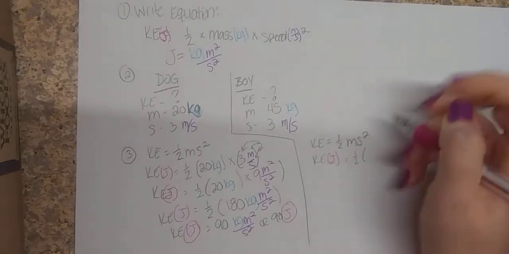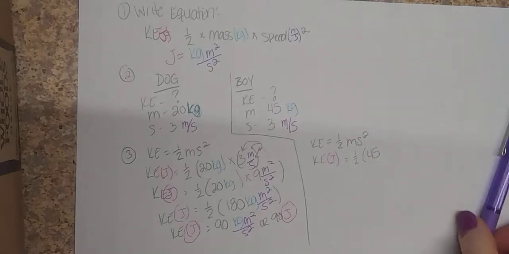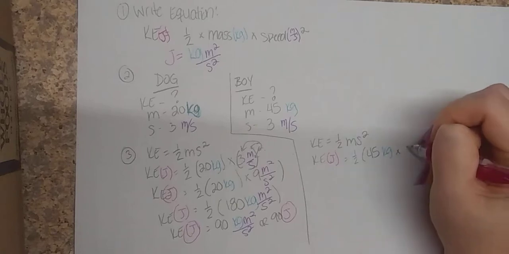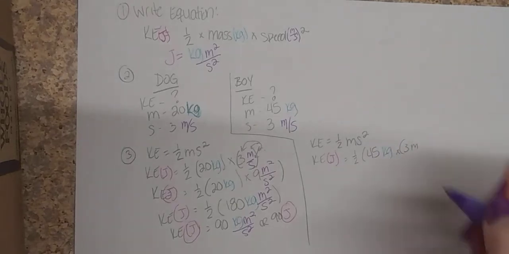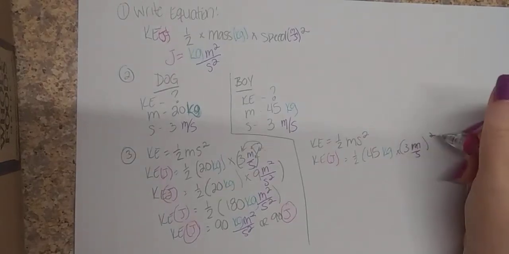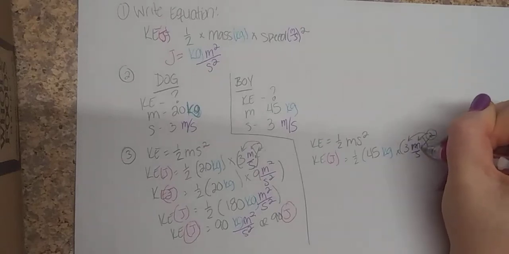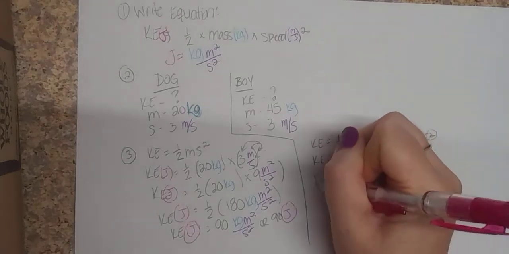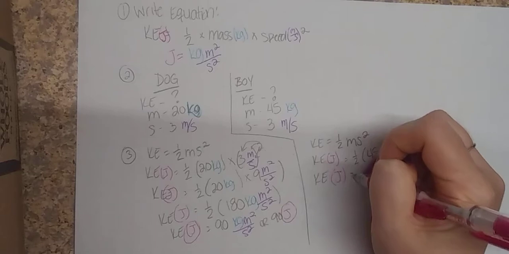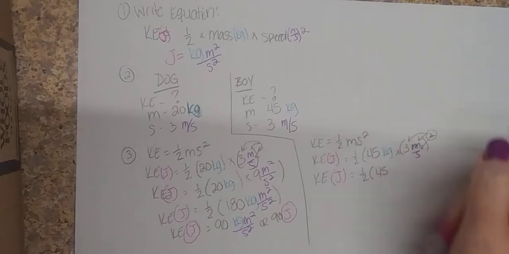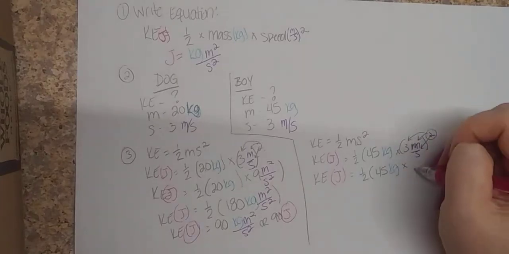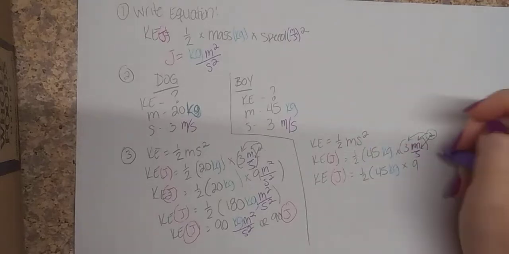Then we have the half times the 45 kilograms times the 3 meters per second, and that's squared. So this square is going to go to everything inside. So now we have kinetic energy, which again is in joules, equal to 1/2 45 kilograms. And we're going to square this. It's going to be 9 meters squared per second squared.